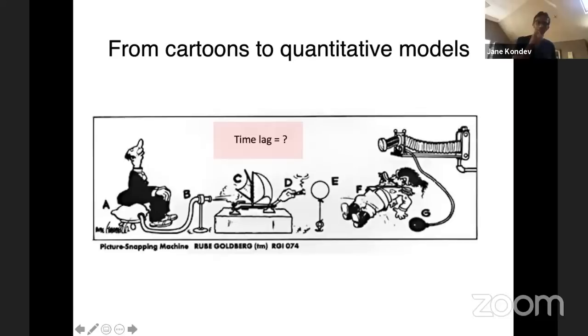So that might be a cartoon that describes this device, and you might be interested in measuring something that's quite quantitative. For instance, the time lag between this person sitting down on the whoopee cushion and the camera going off. So how would you approach that?